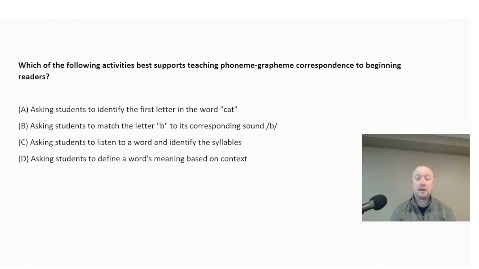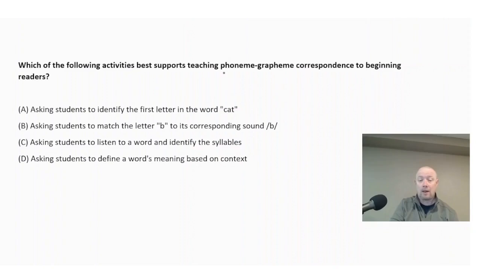Which of the following activities best supports teaching phoneme-grapheme correspondence to beginning readers? Is it A, asking students to identify the first letter in the word cat? Is it B, asking students to match the letter B to its corresponding sound B? Is it C, asking students to listen to a word and identify the syllables? Is it D, asking students to define a word's meaning based on context?